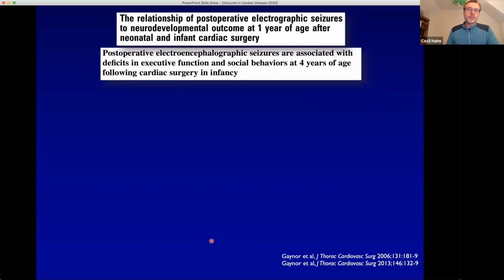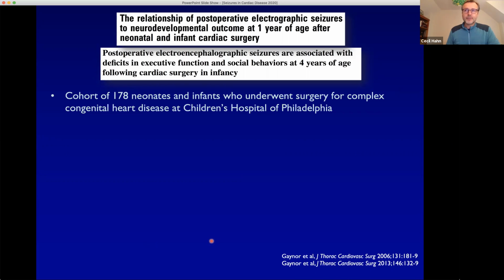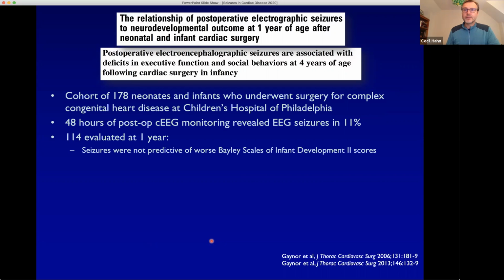This is a similar study from Children's Hospital of Philadelphia. Again, infants and neonates who underwent complex heart disease surgery. They did 48 hours of continuous EEG monitoring. This time, though, they actually looked at the EEG and they responded to the presence of seizures. And their seizure prevalence was a little bit lower, 11%.